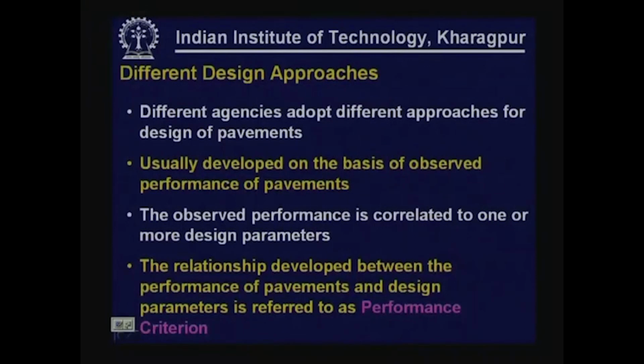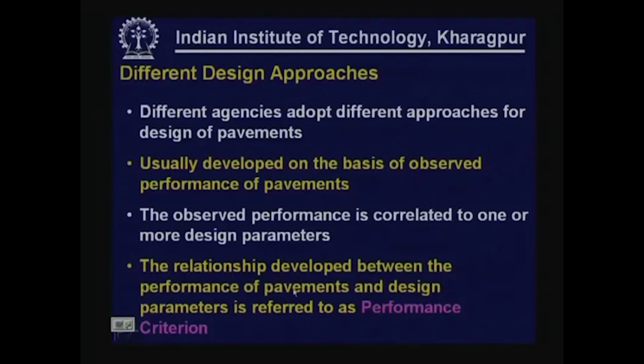The observed performance of the pavements, or the performance of a particular pavement, why it is performing satisfactorily or why it is not performing satisfactorily, has to be correlated to the design parameters that we have adopted or that exist in that particular pavement. What were the thicknesses, what were the materials, why this particular pavement has performed satisfactorily, why another pavement has not performed satisfactorily. So, the satisfactory performance has to be correlated to the design parameters that were adopted in that particular pavement, and also maybe the construction practices that were adopted.